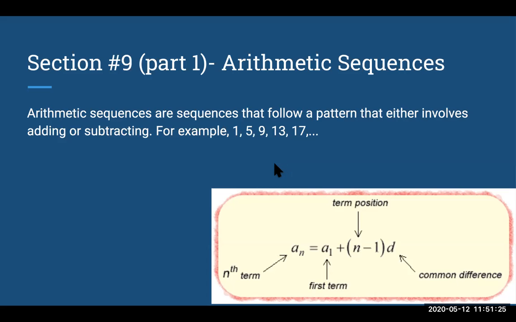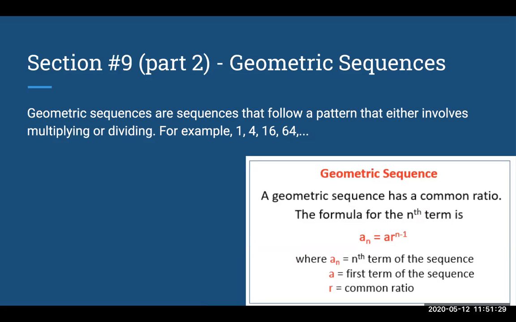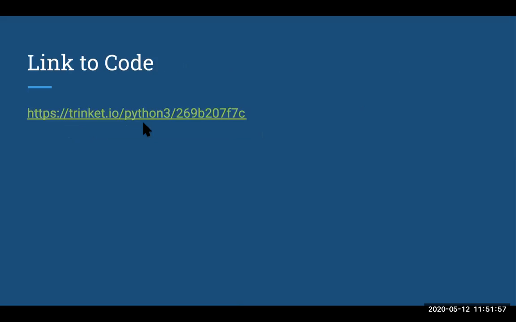Finally, we have geometric sequences, which follow a pattern that involves multiplying or dividing. For example, 1, 4, 16, and 64. This is a geometric sequence where the common ratio is 4, as that is what you're multiplying by each time. The formula for finding the nth term of a geometric sequence is a sub n is equal to a sub 1, as in the first number in the sequence, times r, the common ratio, to the exponent of n minus 1. And here's the link to my code.